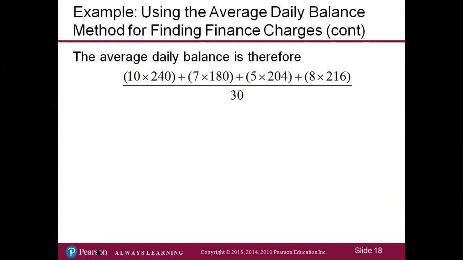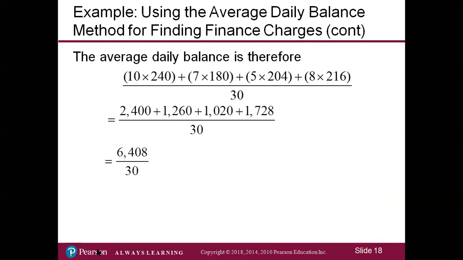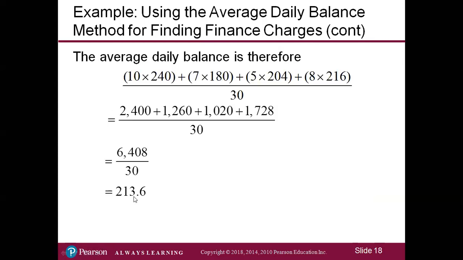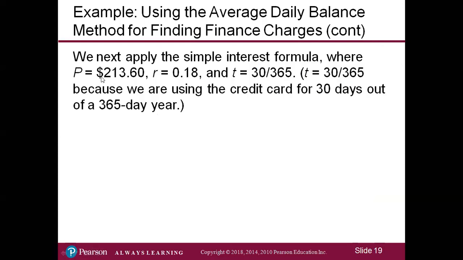The average daily balance is therefore $6,408 divided by 30, because there were 30 days in September, giving us 213.6, which is $213.60. So when you get an answer like this, 0.6, you have to recall this is dollars and cents.